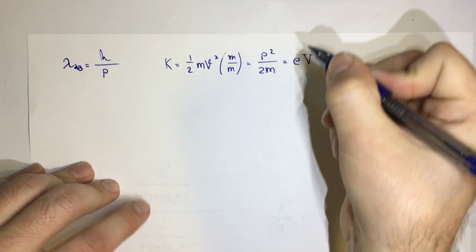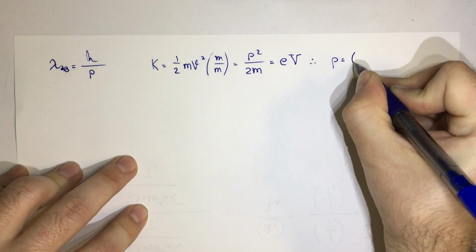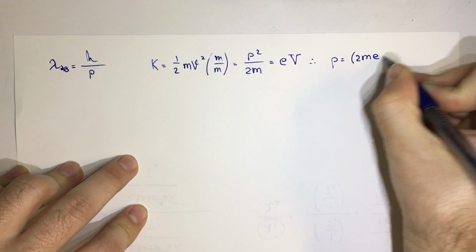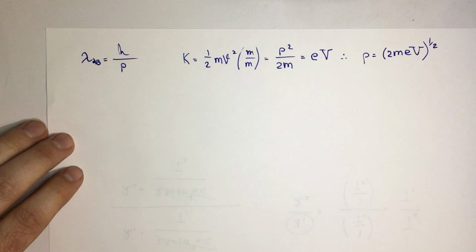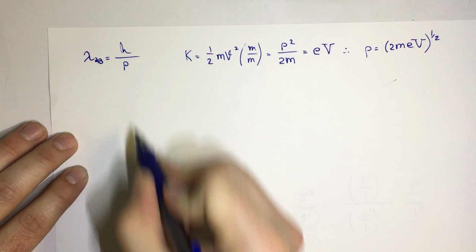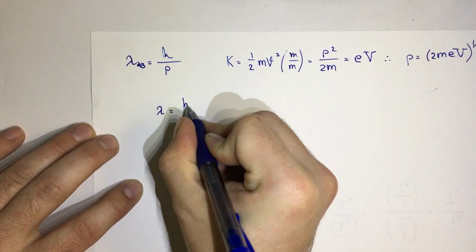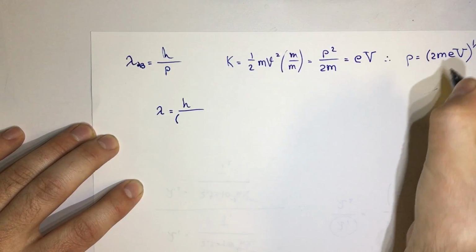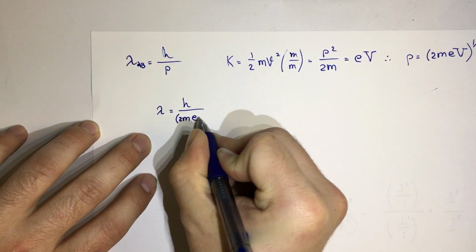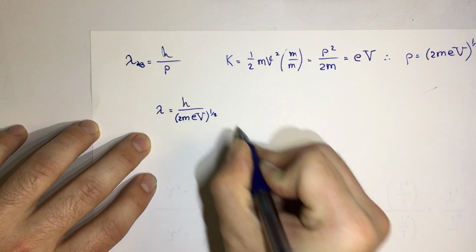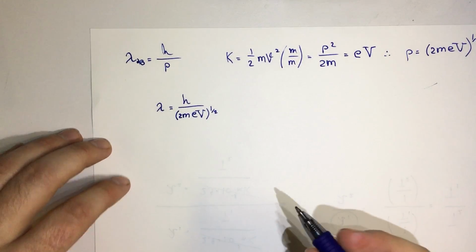So let's solve for p. We'll say that p is going to be equal to the square root of 2meV. So now we can take this and dump it into our de Broglie wavelength equation. And we'll say that lambda is going to be equal to h divided by this, which we have solved for p, the square root of 2meV. So now we have the equation we need in order to solve.